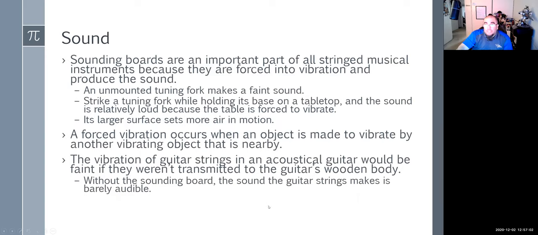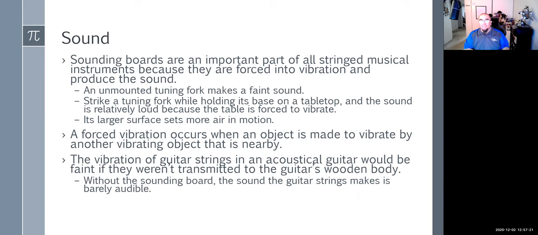So a sounding board is an excellent example of this, right? They're part of the stringed instrument. When you look at the guitar, there's a box behind those guitar strings, and they're forced into vibration and produce sound. So if I take a tuning fork right now and strike it out here, you may hear it, but it's definitely a low sound.